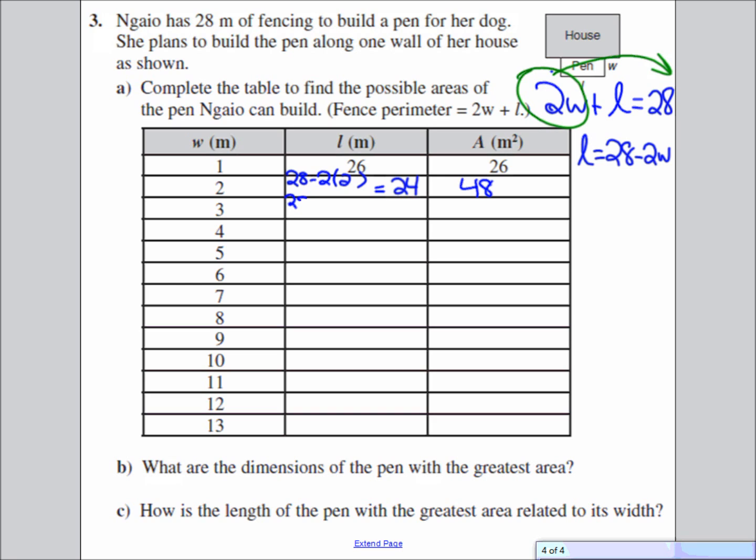Okay, next. So again, I'm going to try again. So my equation is 28 minus 2 times 3, because now I'm saying my width is 3. I'm going to attempt it with 3. So now I have 28 minus 6, so it becomes 22. I'm now calculating my area again. 22 times 3 gives me 66. Sorry, I should put meters squared in here, but you don't need to do it for each row.